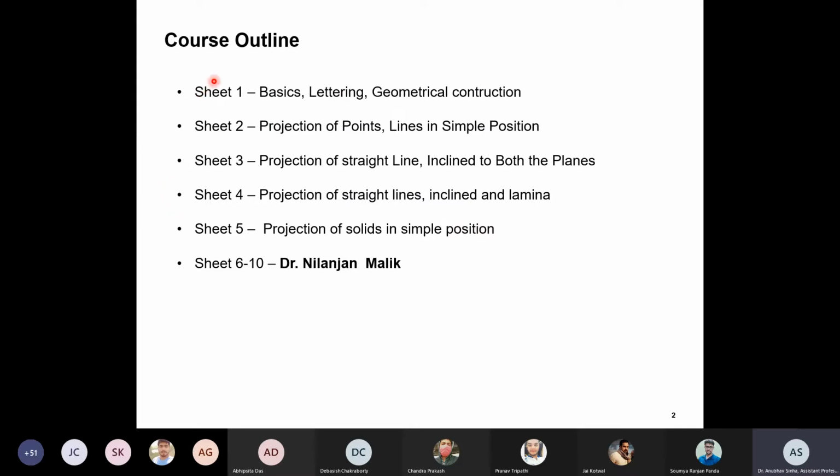First 5 sheets I will be covering, and the next 5 will be covered by Dr. Neelanjan Malik, who is also a professor in the mechanical department. We'll start with some basics of engineering drawing, and as we move along, we'll look into various aspects of lettering, how to construct different geometrical figures like polygons or bisect a line, and then we'll talk about more in the next week.